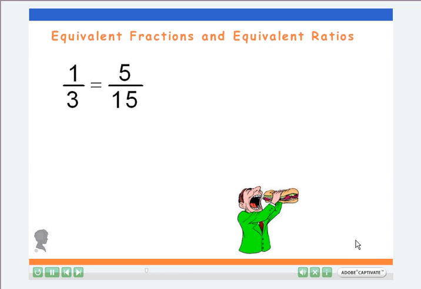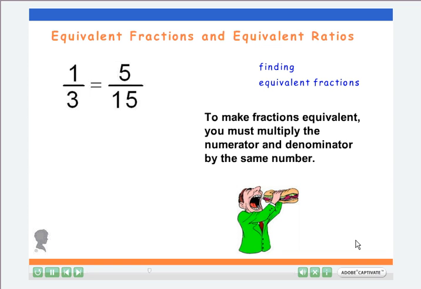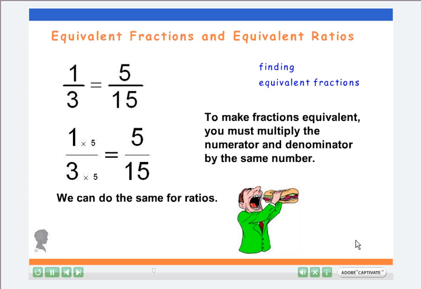How do we prove that these 2 ratios are equivalent? To make fractions equivalent, you must multiply the numerator and denominator by the same number. We can do the same for ratios. If we multiply the numerator and denominator in 1 to 3 by 5, then we see that 1 to 3 and 5 to 15 are equivalent. Click to learn another way to prove that ratios are equivalent.